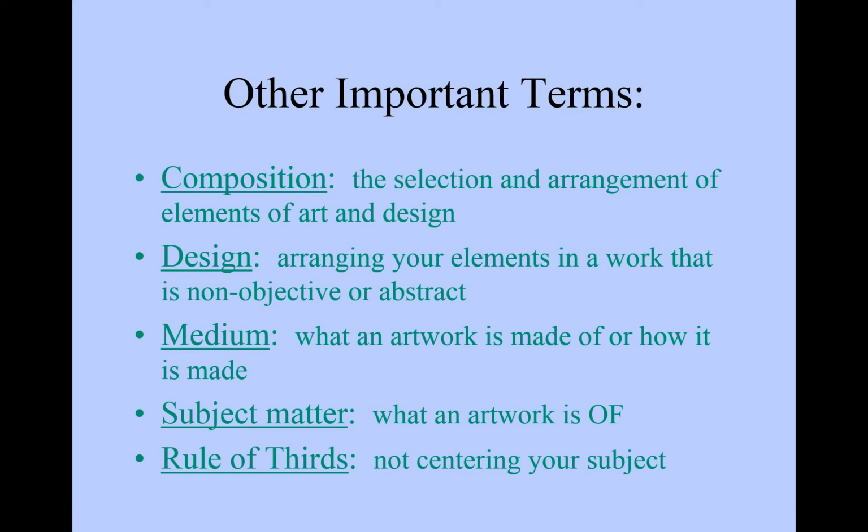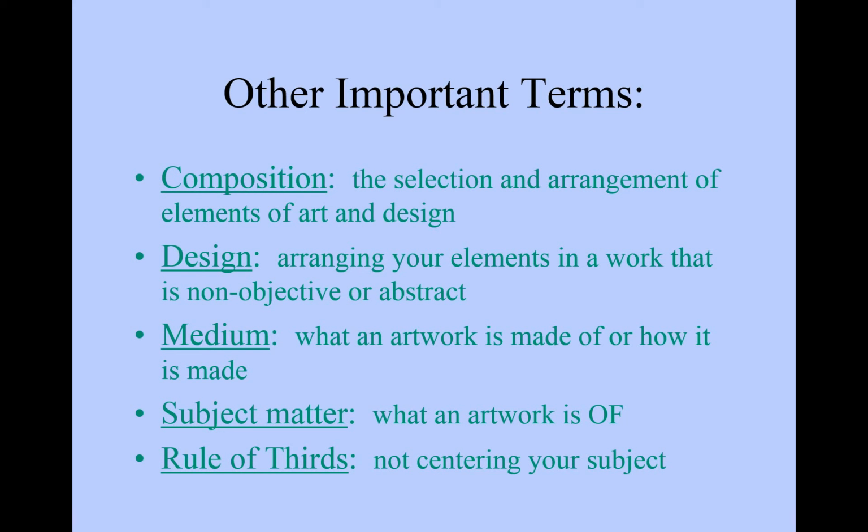2, we have design. So this is arranging your elements in a work that is non-objective or abstract. So if I just say, well, that's a beautiful design, that doesn't mean that I'm saying you have a beautiful person, you have a beautiful flower. I'm saying that you have a beautiful design because I can't tell exactly what it is. That could be similar to a paisley design, the outline of a logo like the Nike check. That's just a beautiful design. We don't know necessarily what it is unless we associate something with it.